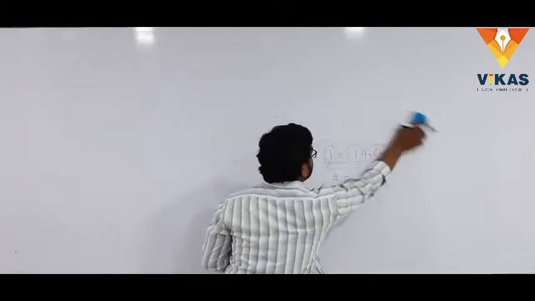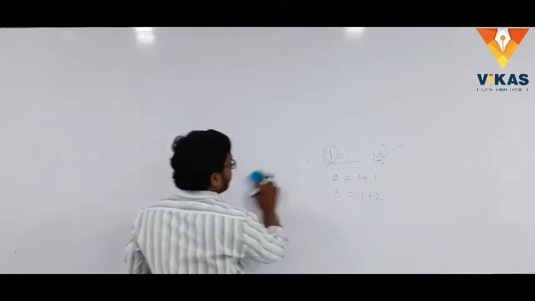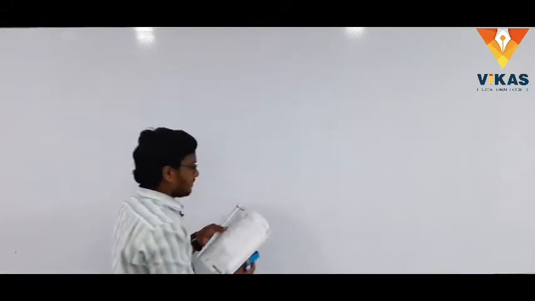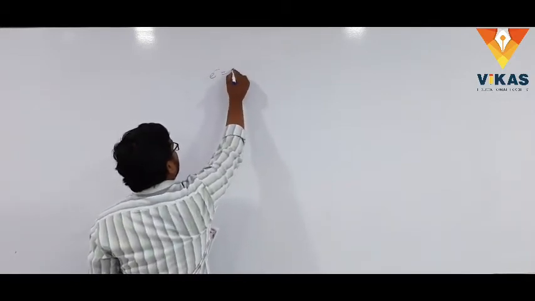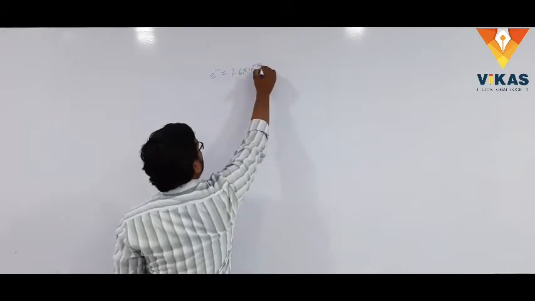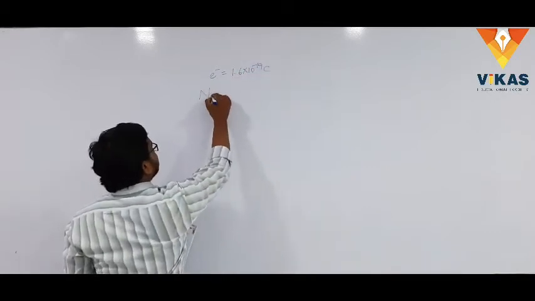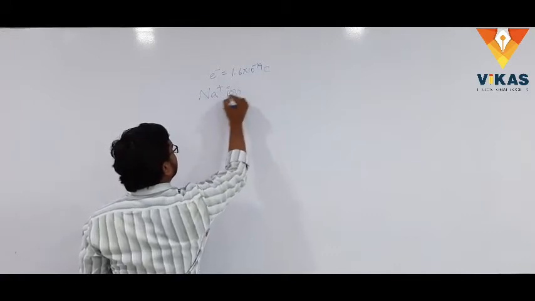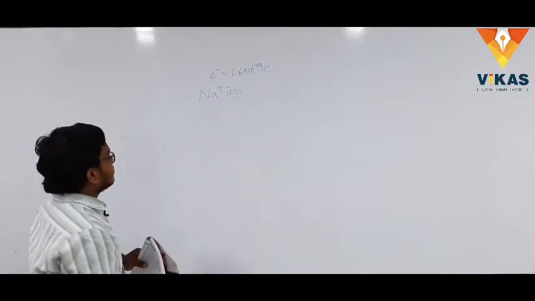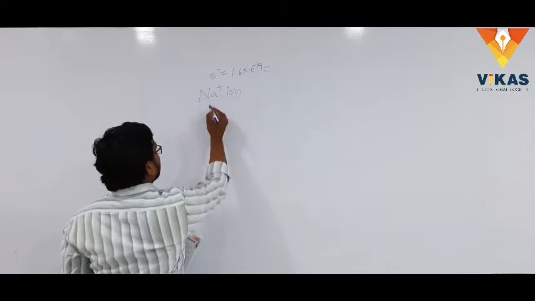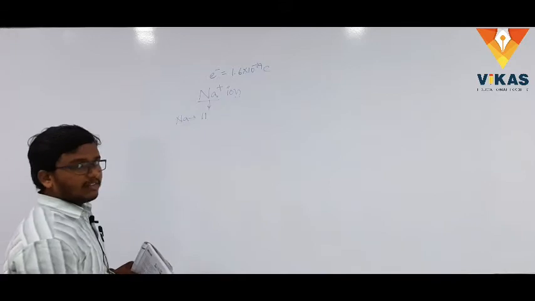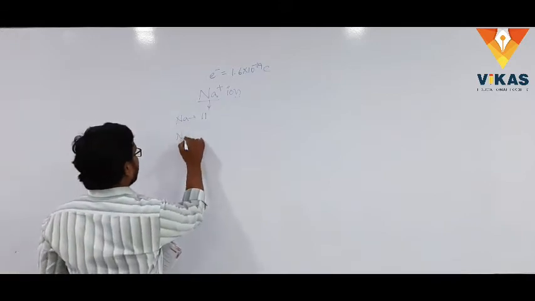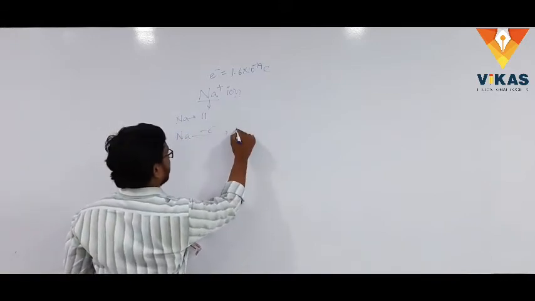We will take up the next question. The charge of an electron is 1.6 into 10 to the power minus 19 coulombs. What will be the charge of the Na plus ion? The charge of the electron is given as 1.6 into 10 to the power minus 19 coulombs, and they are asking the charge of the Na plus ion. Right. So, what is the atomic number of Na? It is 11 for the Na atom. How does it become Na plus? When Na loses one electron, it becomes Na plus.